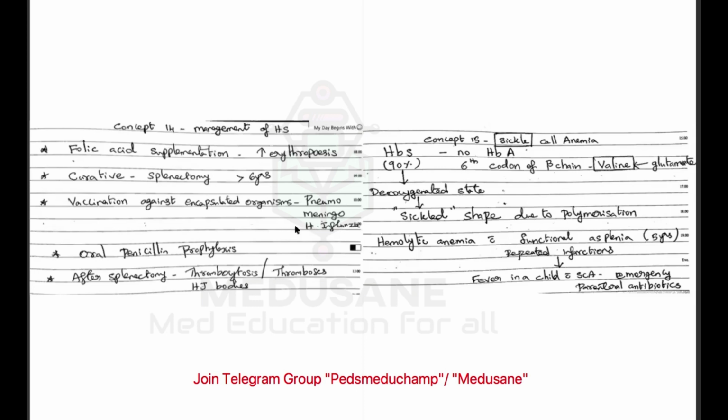Even after giving vaccination for these diseases, still you have to continue oral penicillin prophylaxis. So remember to give oral penicillin prophylaxis even after splenectomy. You might be asked questions about these things. So pneumococcus, meningococcus, H influenza, and oral penicillin prophylaxis has to be given.